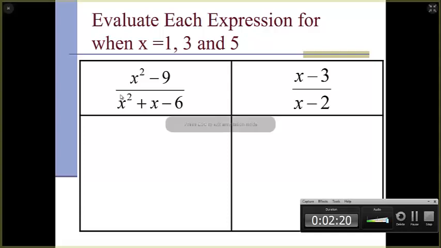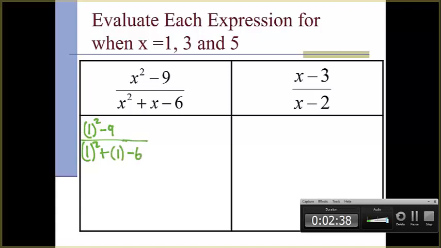Okay, so we're going to evaluate numbers 1, 3, and 5 into this. So I'm going to do this first one pretty slowly just to kind of show you what the process is, and then I'm going to do the next few more or less pretty quickly. So make sure you put each one of the valued parts in parentheses.